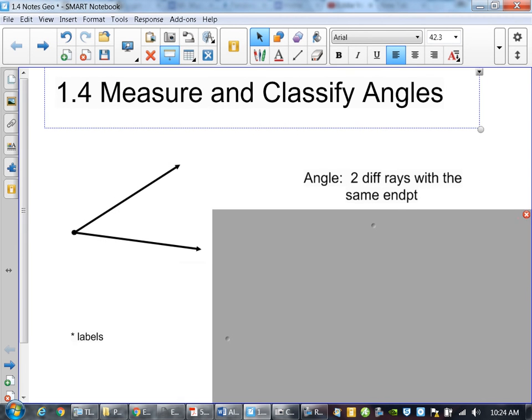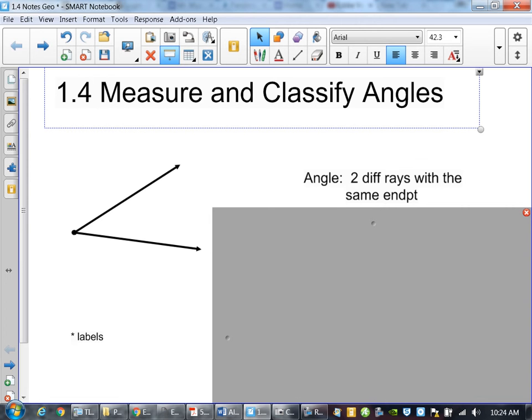Let's think of it even more simply. They're just two rays. An angle is created, you're right, two lines create angles, but more specifically, if I'm looking at just one angle, it is created by the intersection of two rays. Those two rays have the same endpoint.